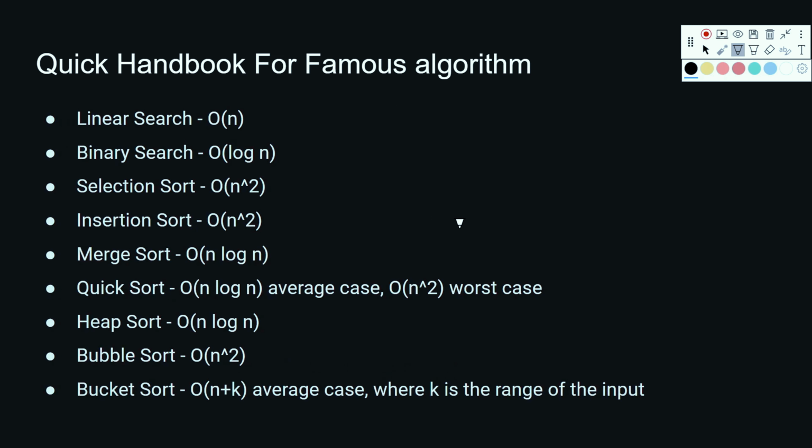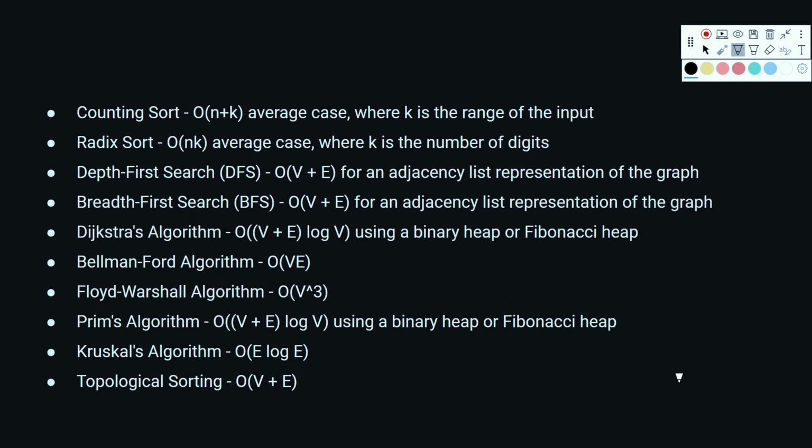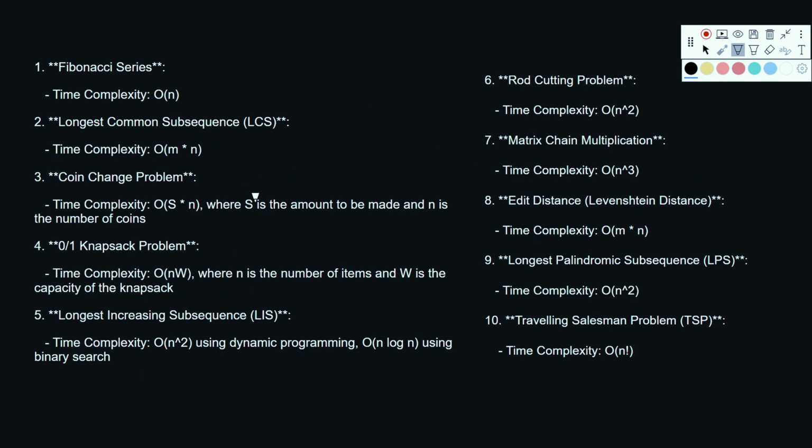So this is a quick handbook for all the famous algorithms: linear search takes big O of n time, binary search takes big O of log n, selection sort takes big O of n square, and you can see the remaining ones. These are basically the time complexities of all the famous algorithms, and you can look into this to have a quick overview. Like we have Fibonacci series, longest common subsequence, coin change problem, knapsack problem. All of the time complexities are written over here.